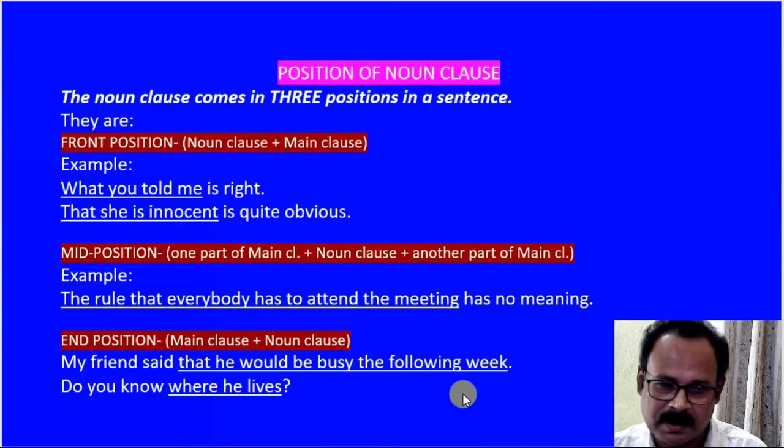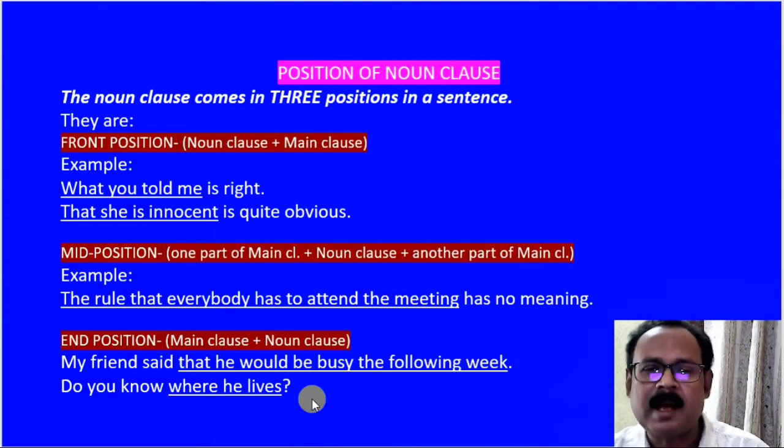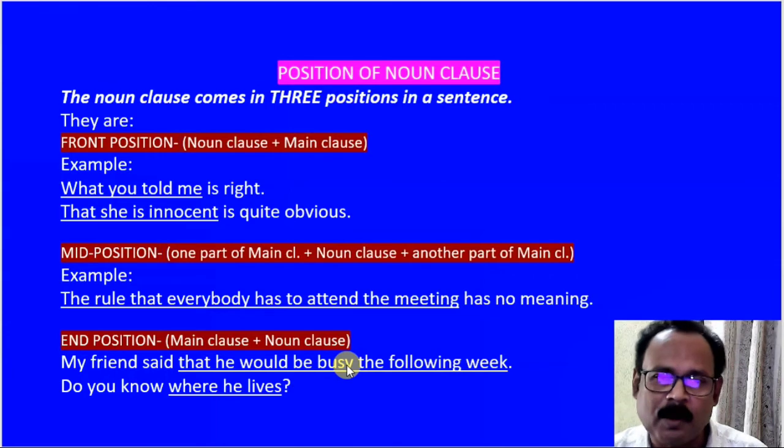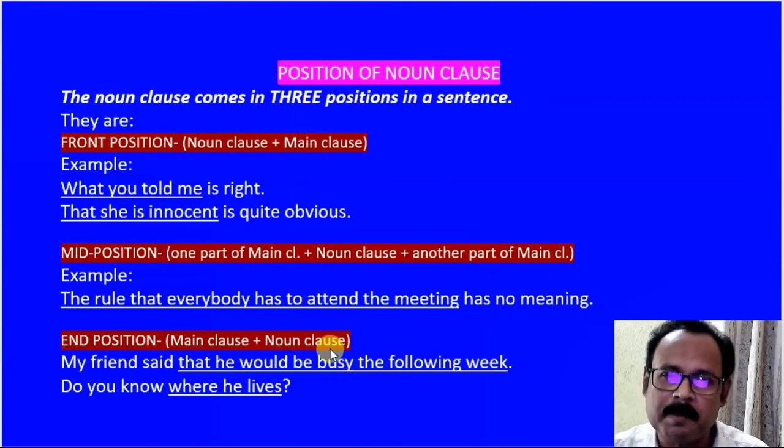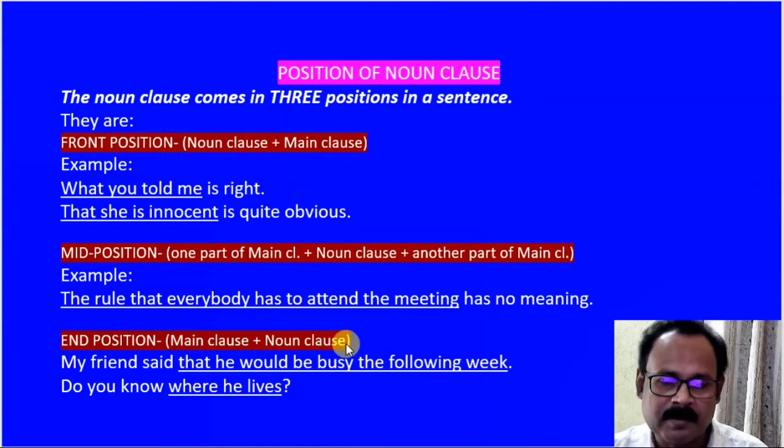So noun clause comes at the end of the sentence. Do you know where he lives? In this sentence, where he lives is the noun clause, and do you know, this is the main clause. So main clause plus noun clause. So from these examples, you must have known that the noun clause has three positions, the front position, the mid position, and the end position, right?